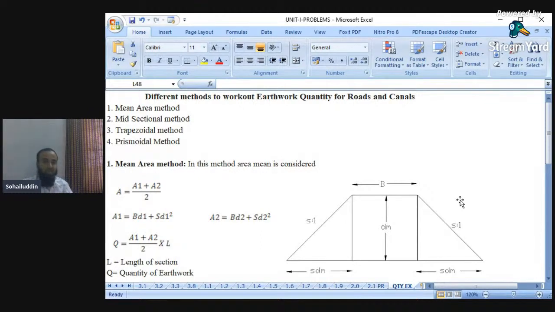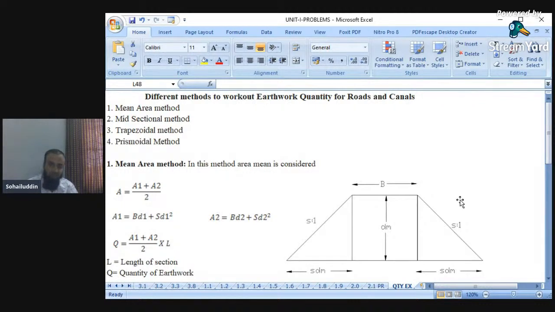The excavation quantity, we have to find out the quantity in roads and canals for cutting and fillings. The amount or cost required is the quantity multiplied by the cost. So we have to find out the quantity. There are different methods to work out the earthwork quantity for roads and canals, in both cutting and filling.